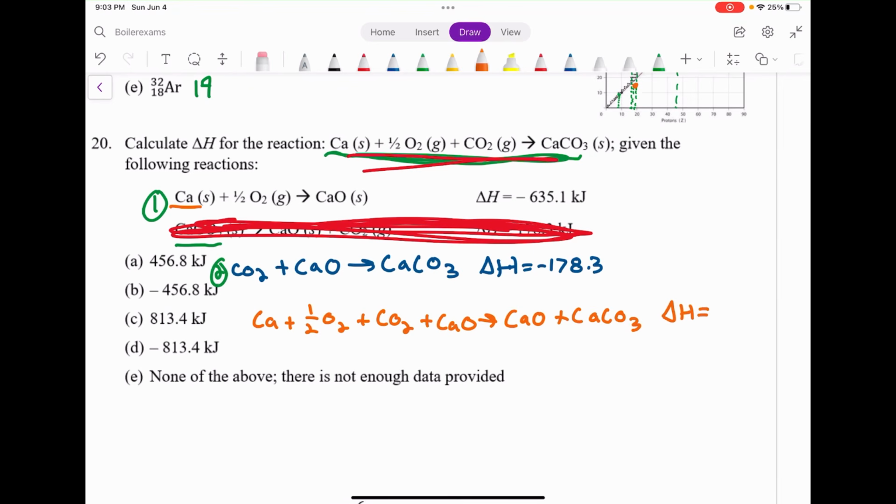So we're going to take negative 635.1 and add on 178.3. Wait, that should be negative 635.1 minus 178.3, negative 813.4. Okay, which leaves us with answer choice D. Yeah, and also these went away because they're on both sides.